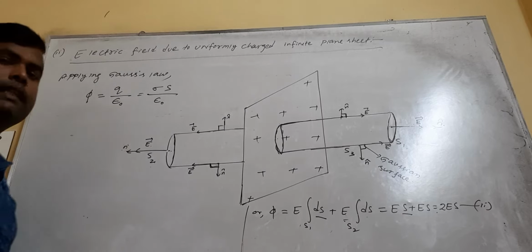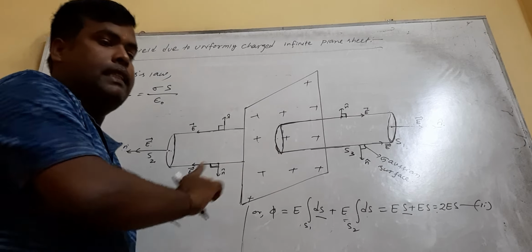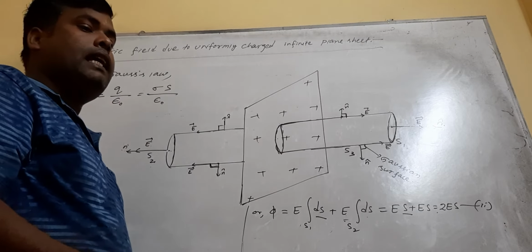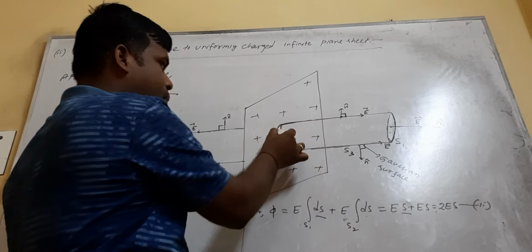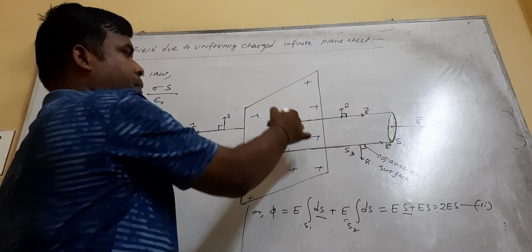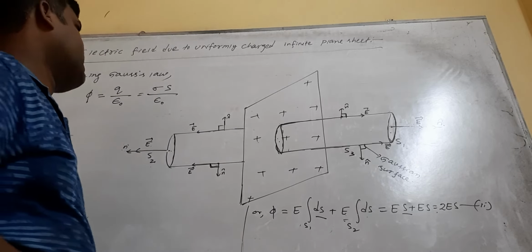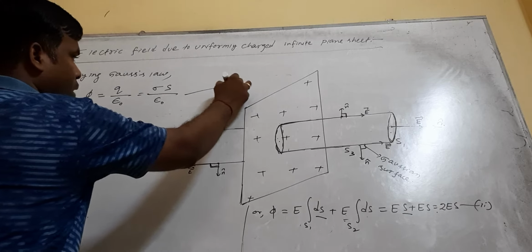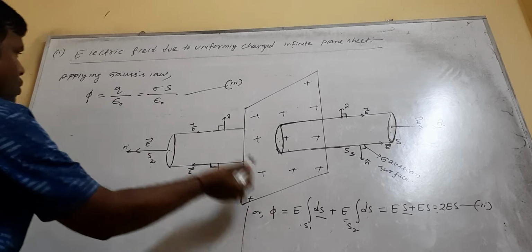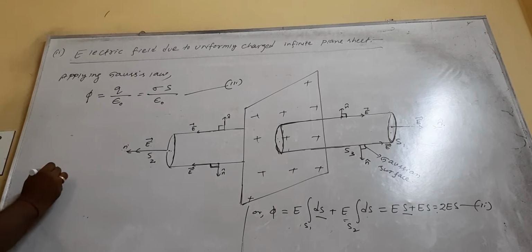What is sigma? Sigma is surface charge density, and what is S? S is the area, that is the flat surface area, the area of the plane sheet cut by this Gaussian surface. So it is your equation number 3.